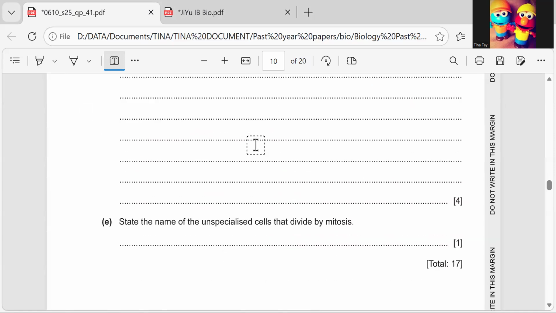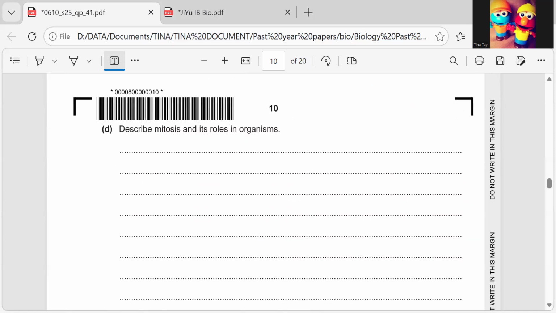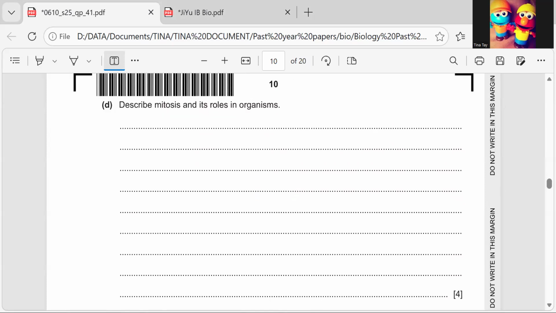Then mitosis and its role in organisms. Oh my goodness. Tina, what is a T lymphocyte? There are two kinds of lymphocytes. Wait, can we do it after? Can you wait for me, sir? Okay, did you get 4 marks? Oh, that one's good.